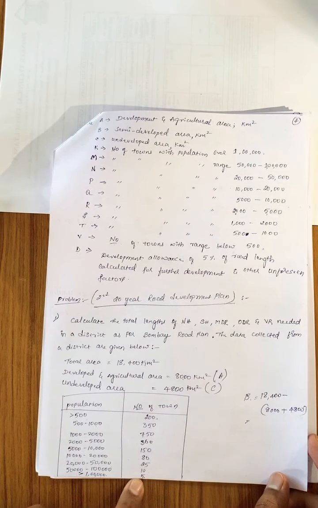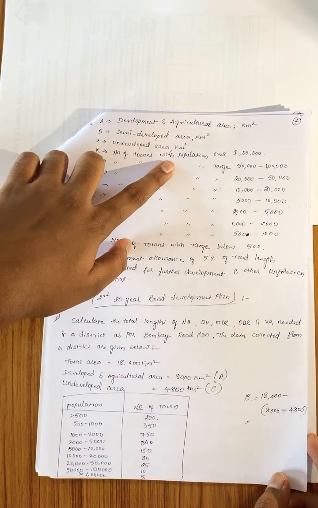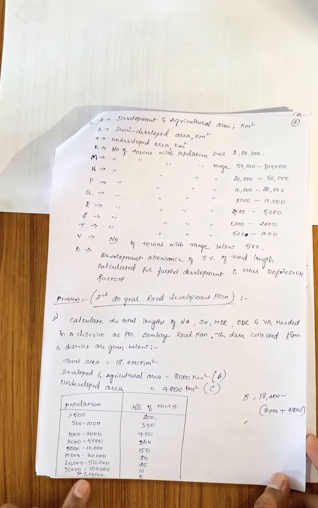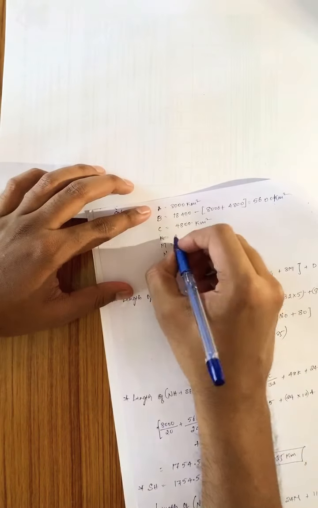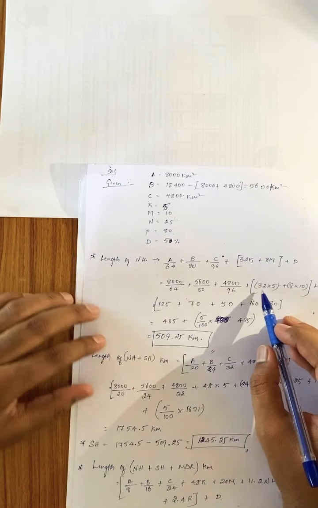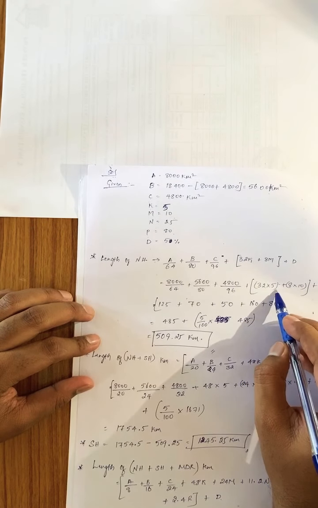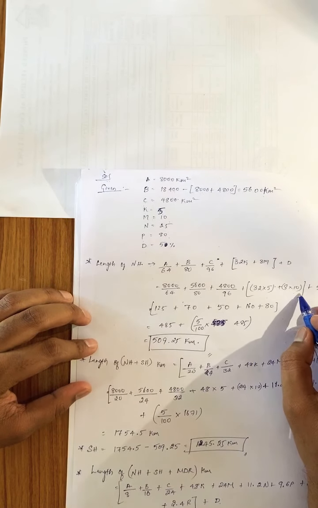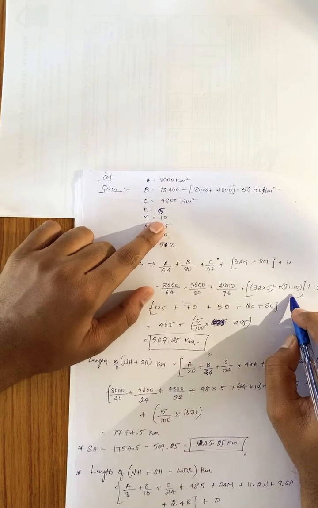K is the value of the number of towns with a population over 1 lakh, and they have given 5. So K is 5, and we take 32 times 5, plus 8 times M, where M is 10.